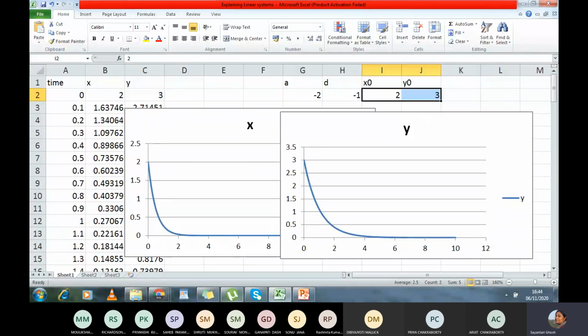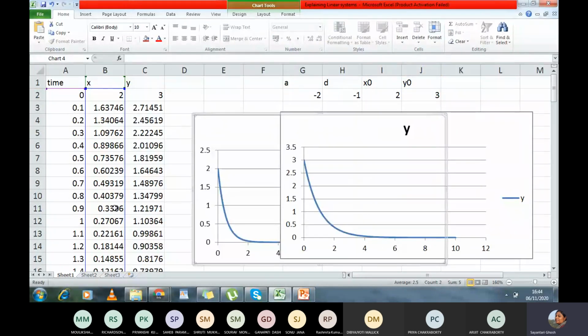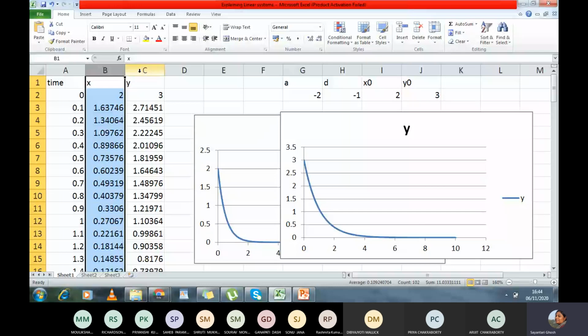This is how my x changed with time. This is how my y changed with time. That means for each of these time steps, I have a different pair of x comma y, right? And I have that data here. I have already created that data here, right? So instead of plotting x versus t or y versus t, which we already know is going to be exponential, what if we plot x versus y and try to see the phase trajectory?